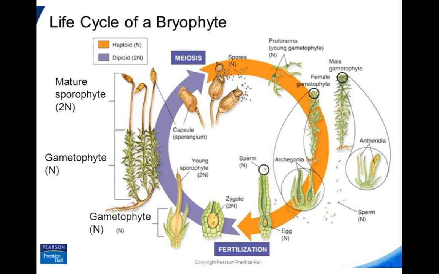Okay. So here is the life cycle of a bryophyte. This is on page 558 of your textbook if you want to refer back to it. But this looks like a lot all at once, so we're going to zoom in and look at each of the phases. We're going to start with this orange right here. This is the haploid phase.